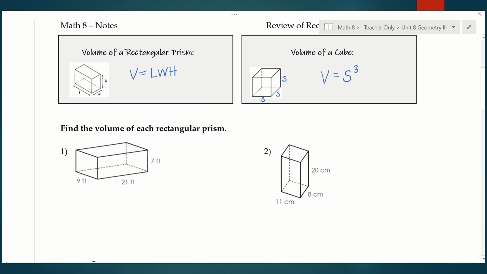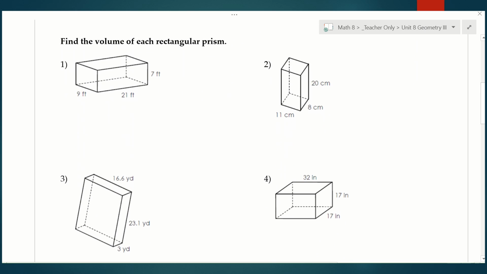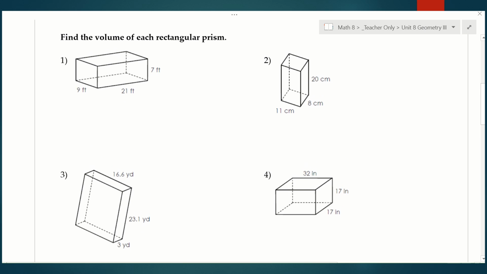Okay, so a little bit of review from last year is just finding the volume of these three-dimensional shapes that you see here. Okay, so in number 1, actually 1 through 4, these are all rectangular prisms. So it says to find the volume of each. So our work that we show is our formula. And then our second line will be our substitution step. So instead of length, I'm going to put 21. My width would be 9, and my height would be 7.